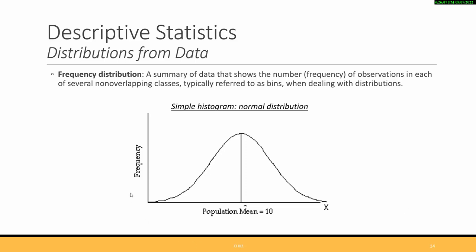Now look at this histogram. On the vertical axis we have the frequency. On the horizontal axis, you will usually have your bins, and it plots what is the frequency for every single bin. You would see here that the population mean for this histogram is 10.